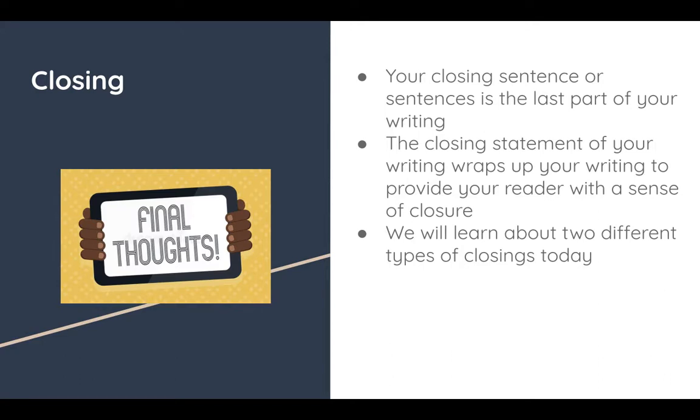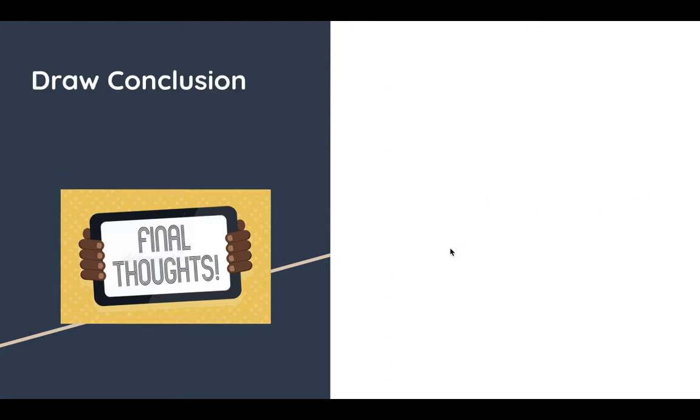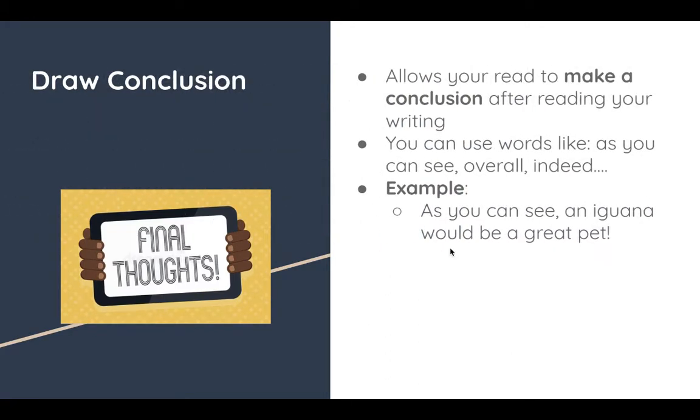So for our writing, the purpose of our writing is to provide the reader with our opinion about whether or not we want a pet iguana and why. So today we're going to learn about two different types of closings. The first one is called draw conclusion.